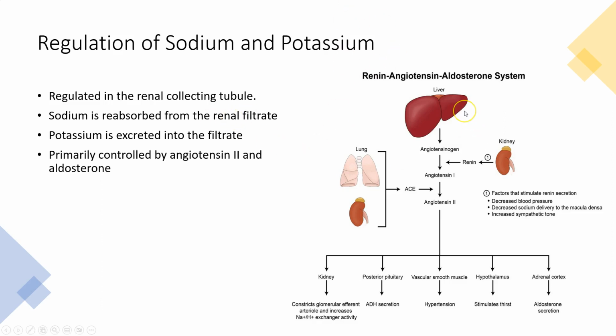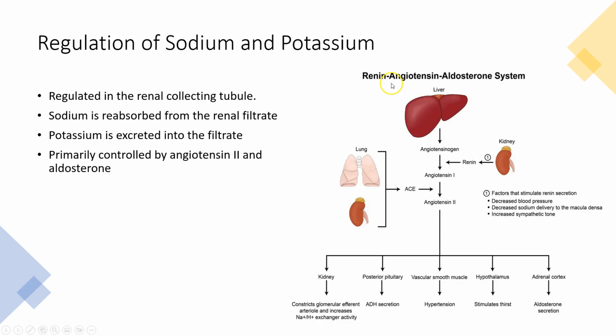So let's do a quick run through of the renin-angiotensin-aldosterone system. First, we have to start with factors that are going to activate this system. This can include a decrease in blood pressure. It can be caused by a decrease in blood sodium or an increase in blood potassium. It can also be caused by an increased activation of the sympathetic nervous system, so your fight or flight response.